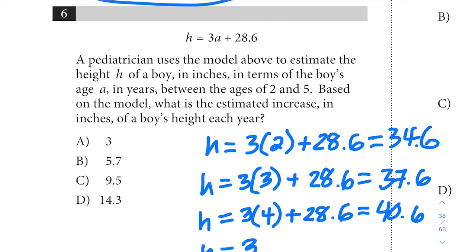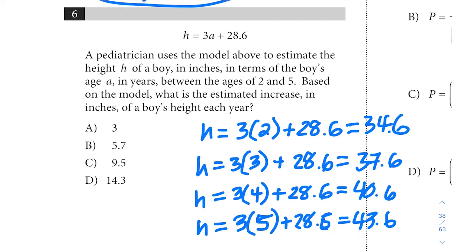And then even if we went all the way to 5, and we don't have to, but if we did, I'll just put the math on here. 15 plus 28.6 is going to equal 43.6. And so then you might be able to look at this information and notice that each year, from one year to the next, we are increasing by 3 inches, giving us the correct answer of 3. And if that's the way that you approach this problem and you got it right, then great job. That's absolutely correct. But I want to take a look at another way of looking at this same problem.